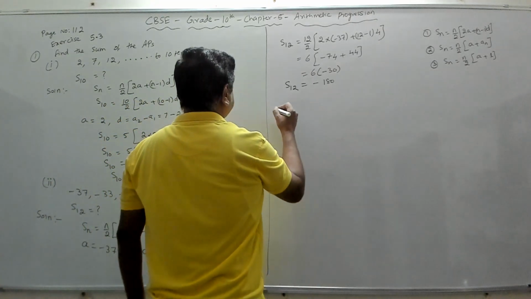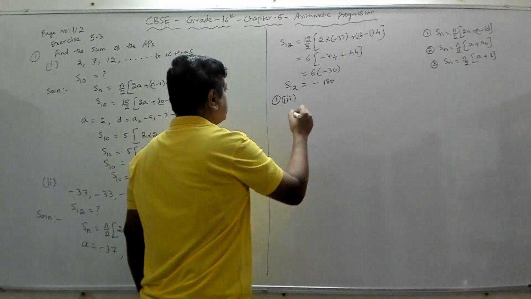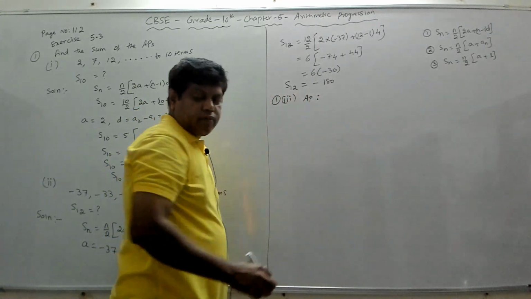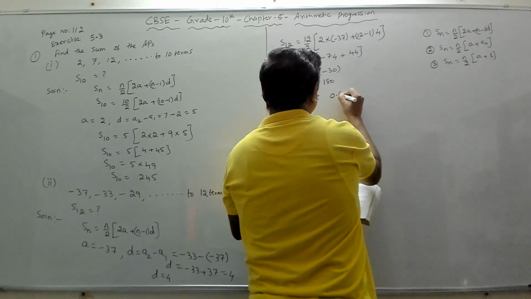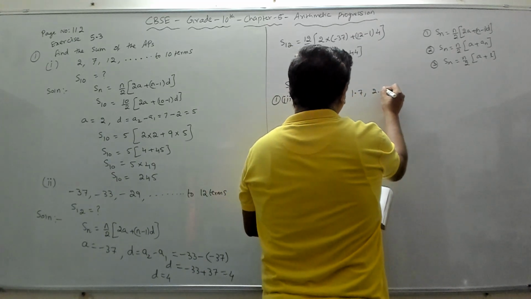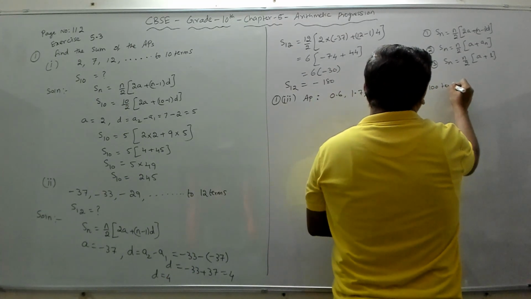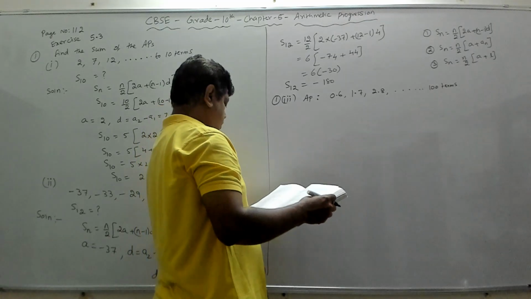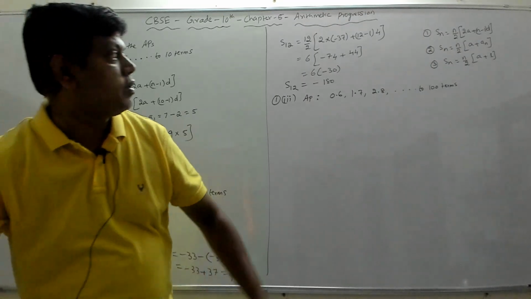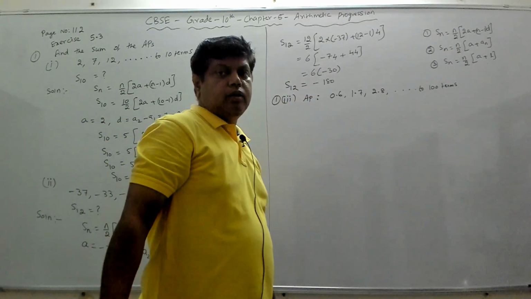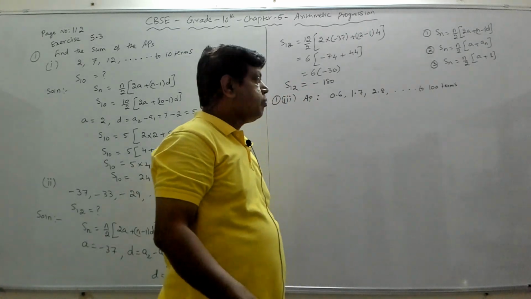Now the third one, first problem, third subdivision. The AP is given as 0.6, 1.7, 2.8, up to 100 terms. We have to find the sum up to 100 terms. So n is 100, right? When they say 100 terms, it means n is 100. This is not an, the nth term. It denotes the number of terms, right?